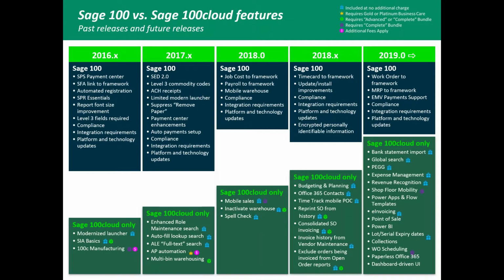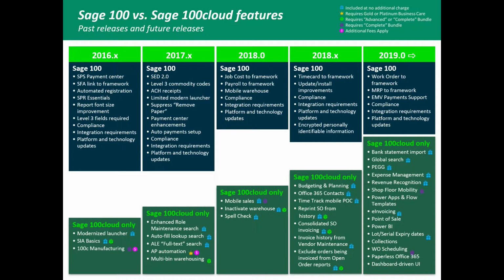Let's take a look at the feature set of past and future releases of Sage 100 and Sage 100 Cloud. This graphic is a lot to take in, I recognize that, but to make it easier to decipher, remember, think Sage 100 plus Cloud. Everything across the top are new key features in Sage 100 with each version. With Sage 100 Cloud, you get all those features plus the enhancements and solutions listed across the bottom.